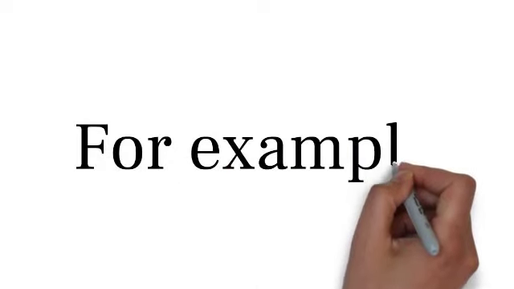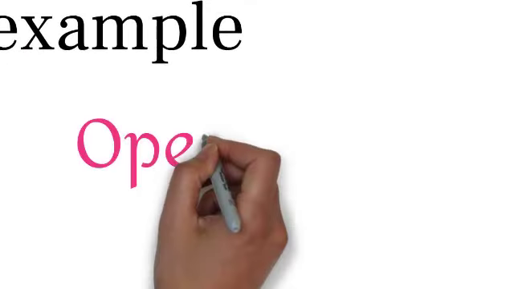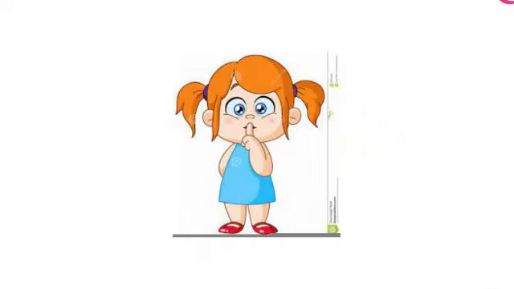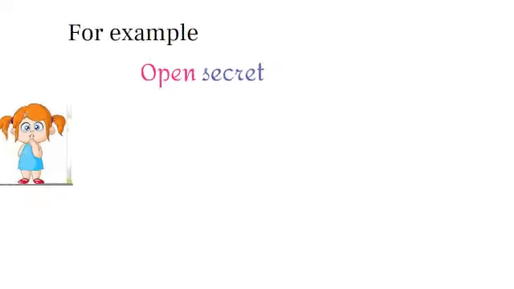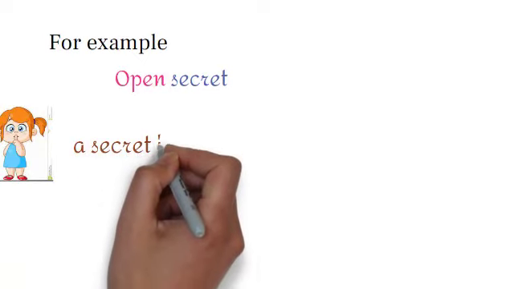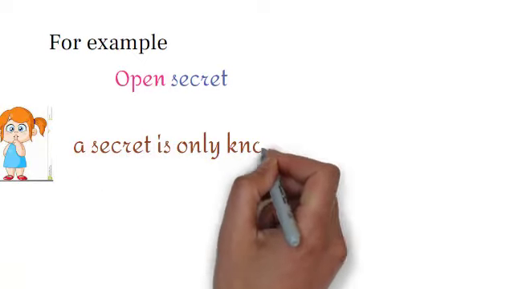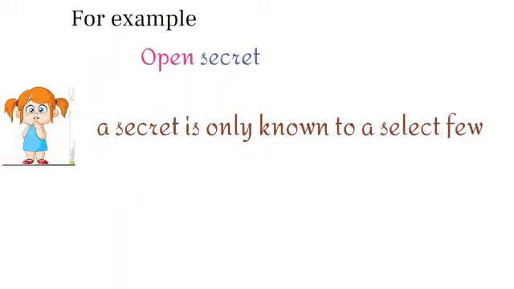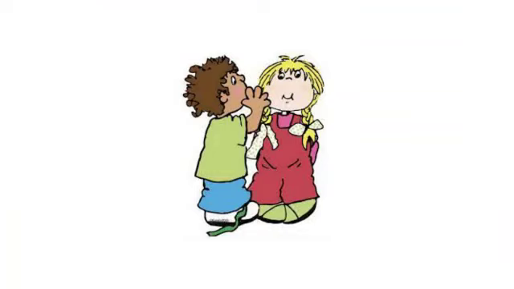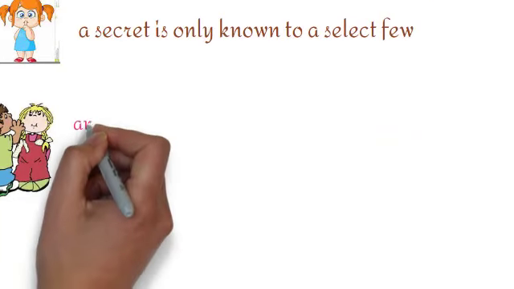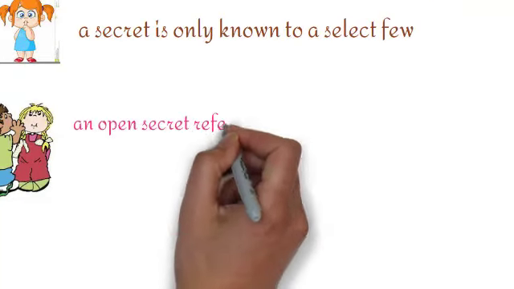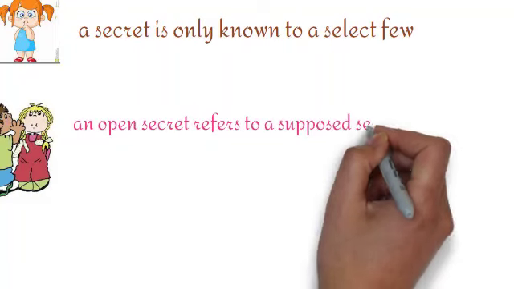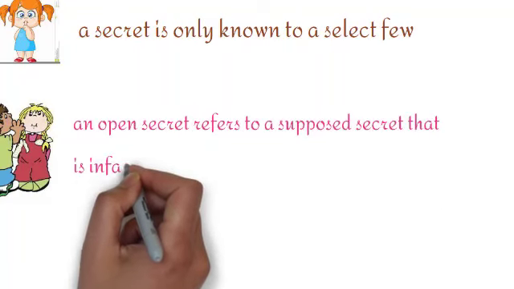Let's see an example. Open secret. By definition, a secret is only known to a select few. So how can it be open? If you're wondering why anyone can use such a meaningless expression, things get more interesting. An open secret actually refers to a supposed secret that is in fact known to many.